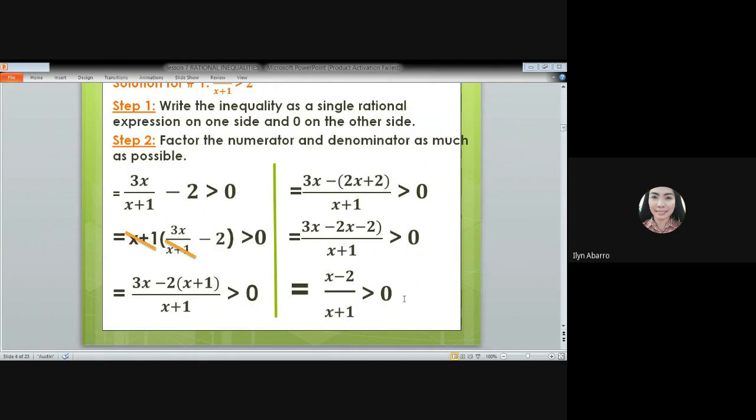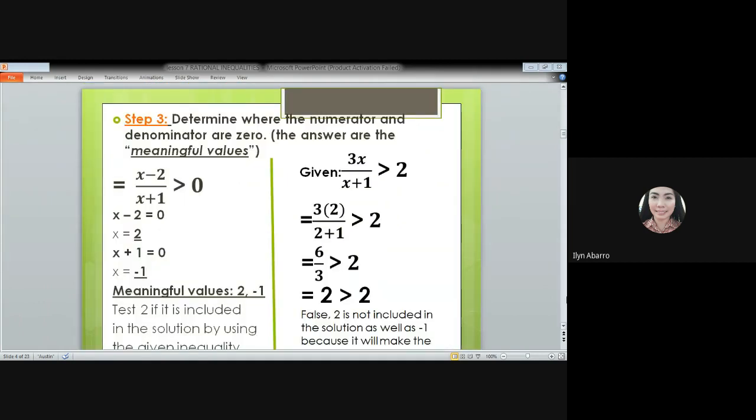So that is our step 1. Step 2 is to factor the numerator and denominator as much as possible. We do not do this because our given is in its simplest form already. Okay? So hindi na siya mafa-factor. And, okay, let us move on with step 3.